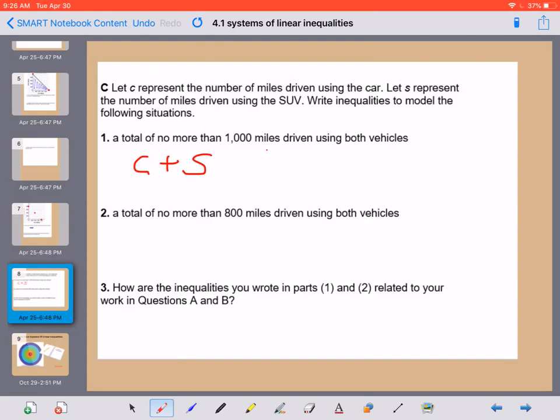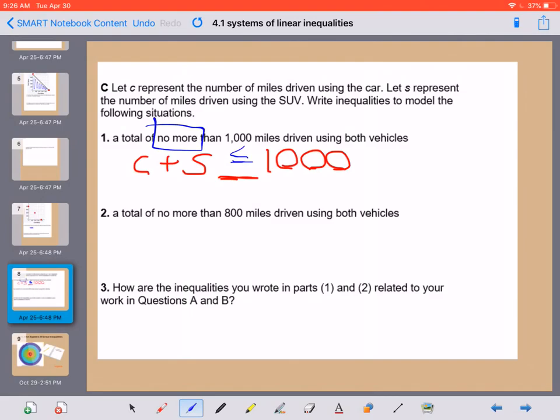Then I know that I'm trying to drive no more than 1,000 miles. So we need to figure out a symbol that's going to go here. It says no more than 1,000 miles. So I'm saying that 1,000 is going to be the greatest one. So it would be C plus S needs to be less than or equal to 1,000. So the car plus the SUV miles are going to be less than or equal to 1,000 because we're driving no more than 1,000 miles.